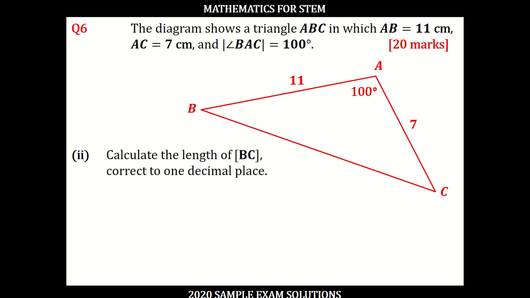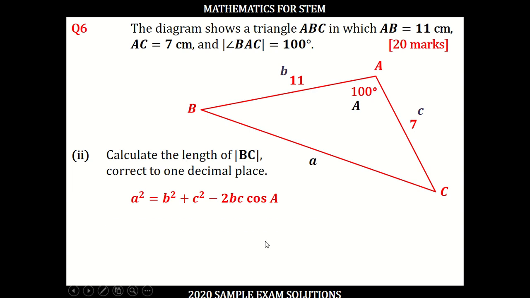Part 2 then, calculate the length of the side BC correct to 1 decimal place. So we're going to have to use the cosine rule, and the cosine rule states a squared is b squared plus c squared minus 2bc cos a. This side we don't know, we're going to call this some side a. If this is the side a, then this is the angle a. And it doesn't matter about the b and c. If we call this the side b, this would be then the side c.